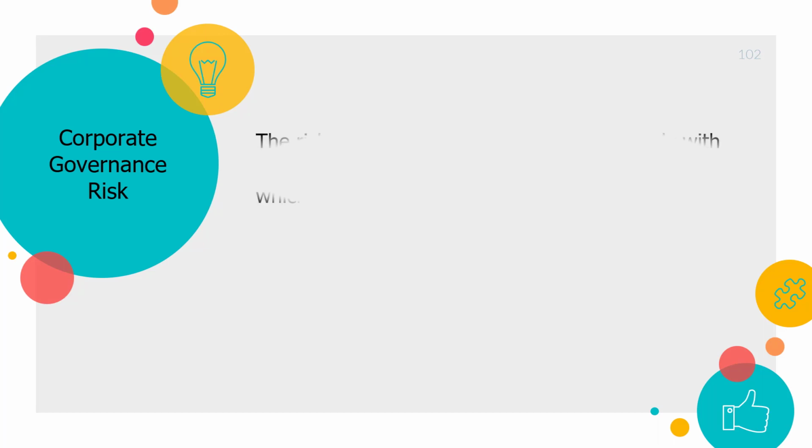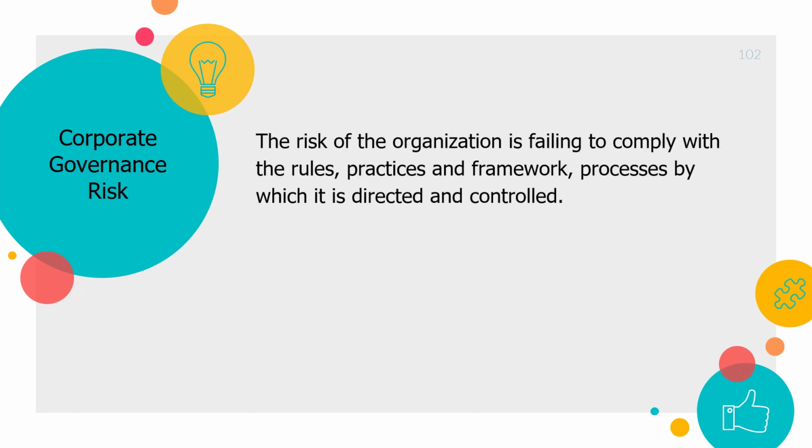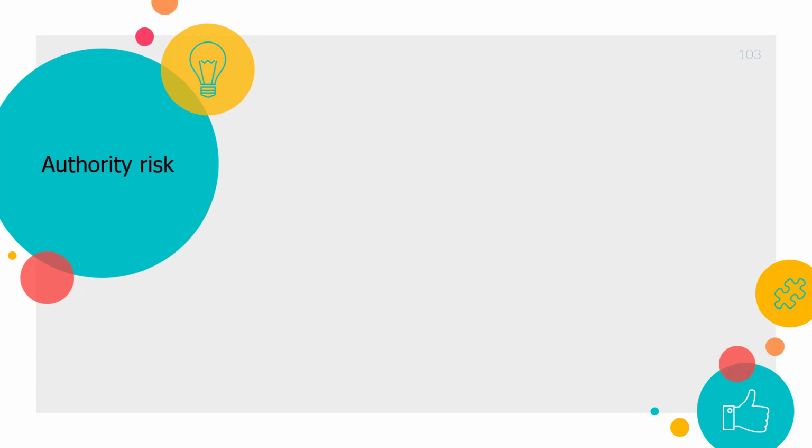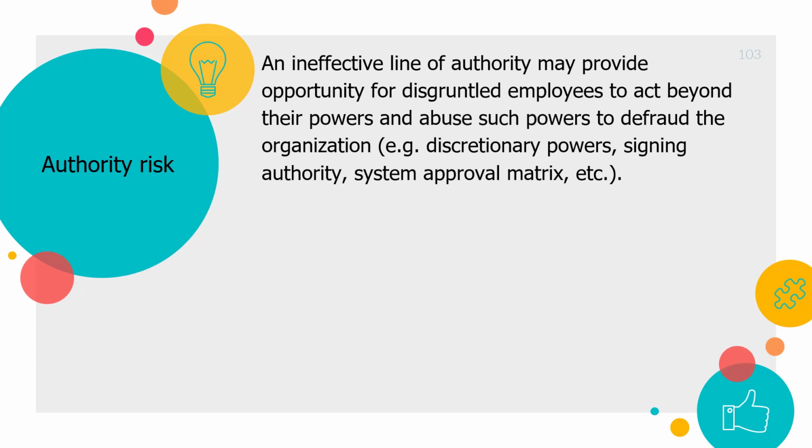Corporate governance risk, which is the risk of the organization failing to comply with the rules, practices, and framework processes by which it's directed and controlled. Authority risk. An ineffective line of authority may provide opportunity for disgruntled employees to act beyond their powers and abuse such power to defraud the organization. For example, discretionary powers, signing authority, or system approval matrix, etc.